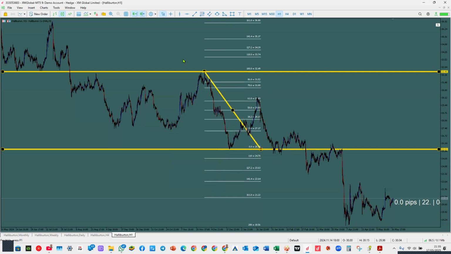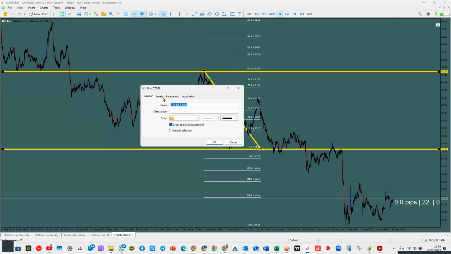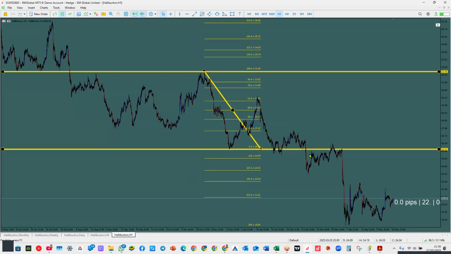Even the color of the levels, I can come and say I want the color of the levels to be gold. So I switch to levels and I go to color and I say gold and everything turns gold. You see that? So me, I felt this line is disturbing me, so I don't want to see the line.